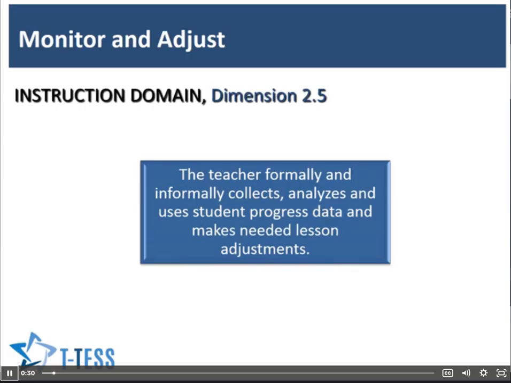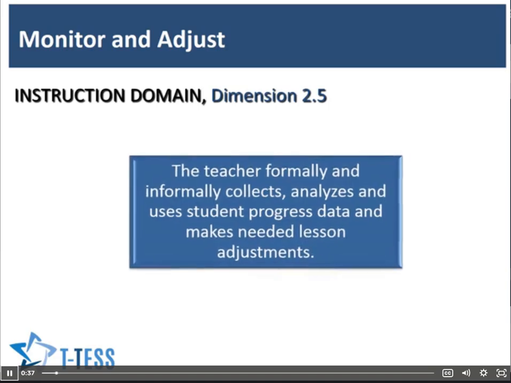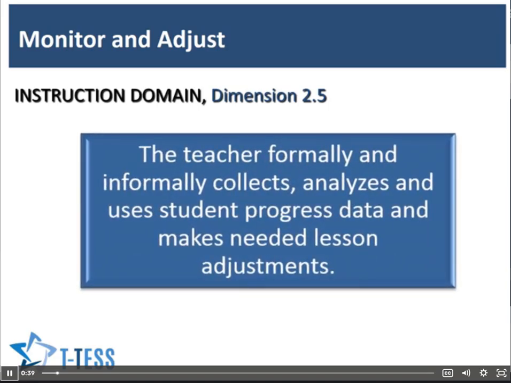Monitor and adjust is one of 4 dimensions in the instruction domain of the T-TEST rubric, dimension 2.5. The overall definition reminds us that the teacher formally and informally collects, analyzes, and uses student progress data and makes needed lesson adjustments. What is implied in this definition is that teachers have processes for formally and informally collecting, analyzing, and using student progress data. As a result of this data, therefore, teachers make necessary lesson adjustments.